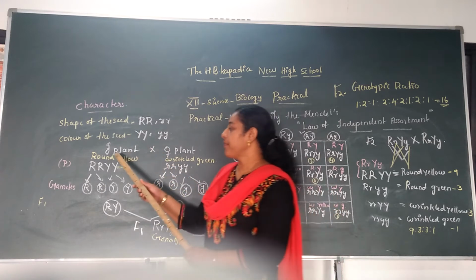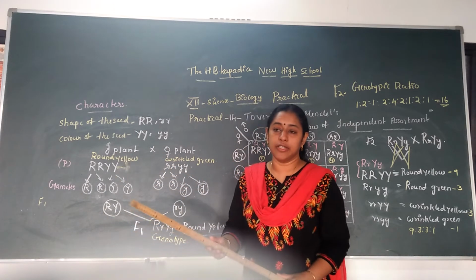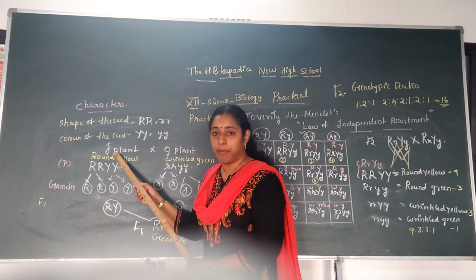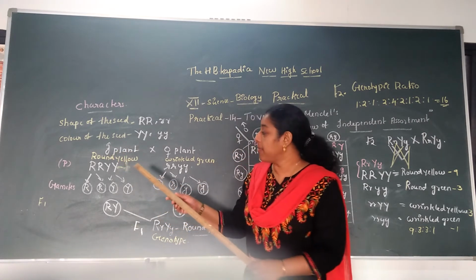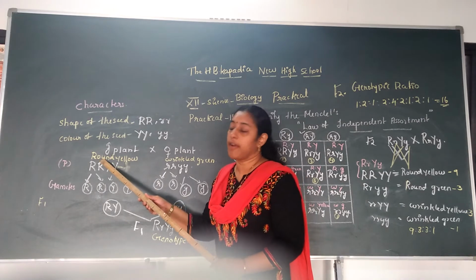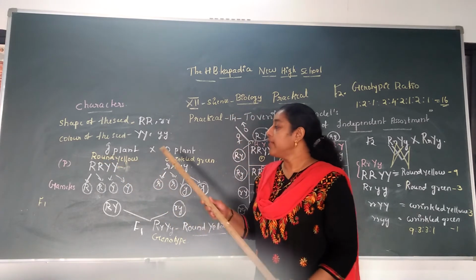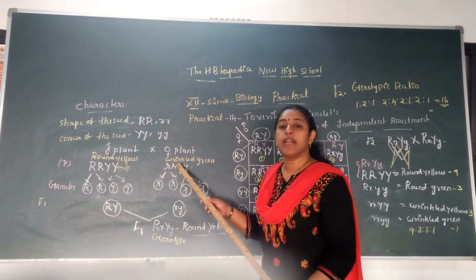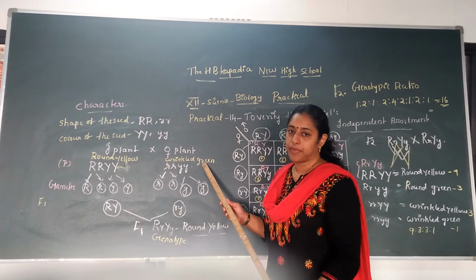Okay, so first we have to produce the F1 generation. How do we produce the F1 generation? First we take a male plant. What are the characters of the male plant? The male plant is round and yellow. Then it is crossed with a female plant. What are its characters? It is wrinkled and green.